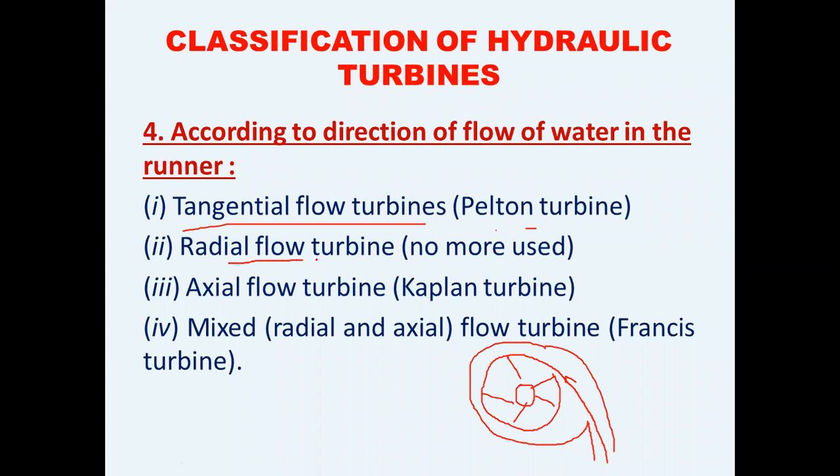Then next is the radial flow turbine, which are no longer used. Third is the axial flow turbine, in which water is going to act directly on the blade. The examples that we have seen in the impact of jets. And that is the Kaplan turbine. And last is the mixed flow turbine, which use both radial as well as the axial flow. And Francis turbine is the example of the mixed flow turbine.